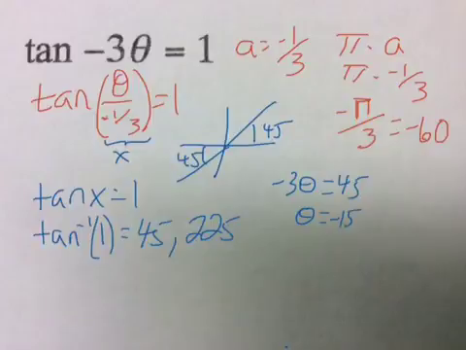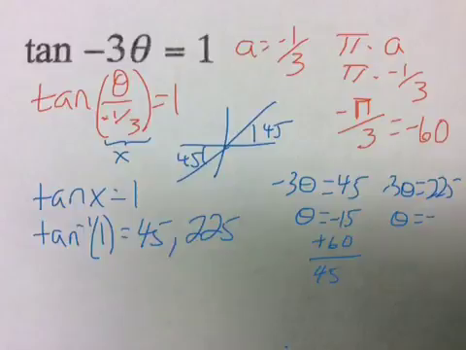So what we're going to do is add the period. So we're going to add 60. And we're going to get 45. Let's try the other one. -3 theta is 225. So theta is -75. And we can add 60 to that and get -15. And then you can see we are right here. So if I keep adding 60, I'm just going to get 45, and any other number that I would get just by adding 60 to the 45. So I'm just going to keep working with the other one.